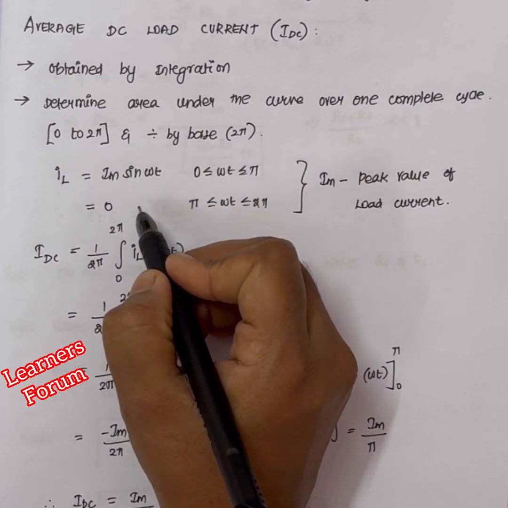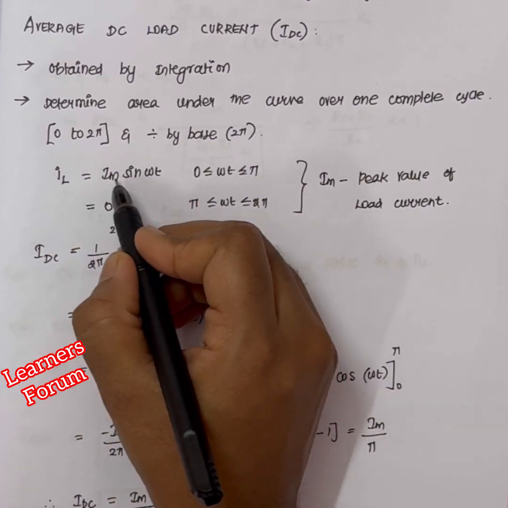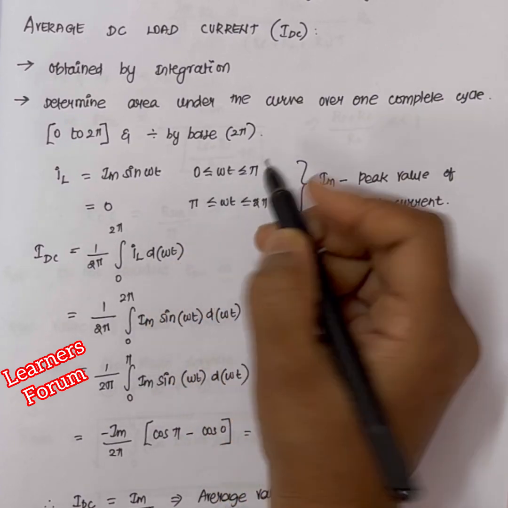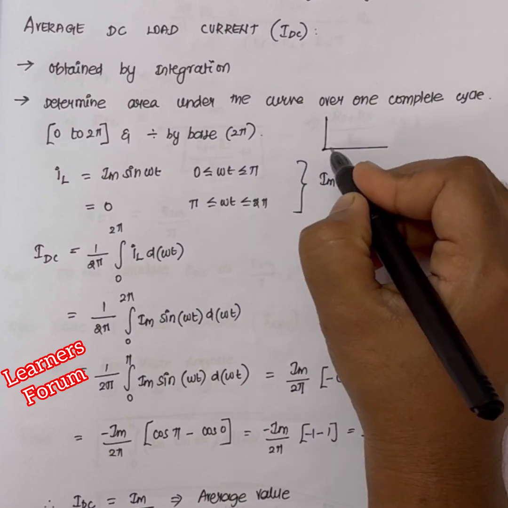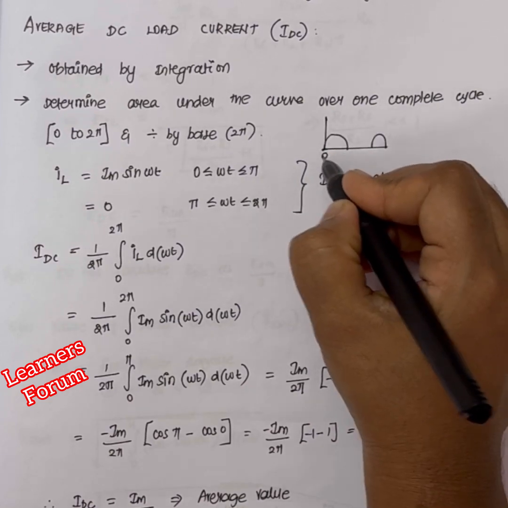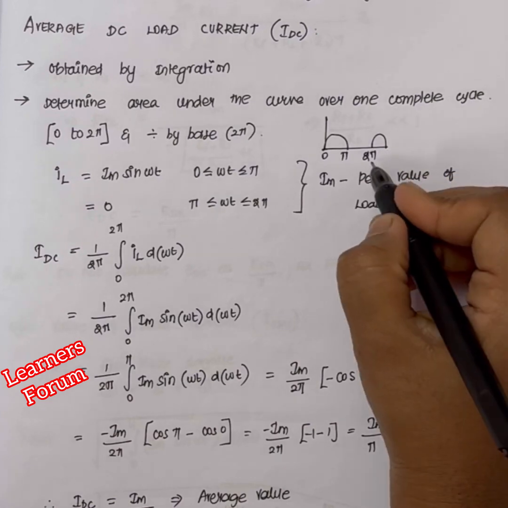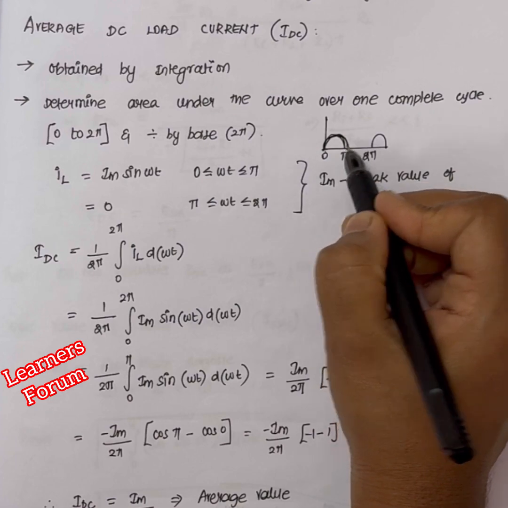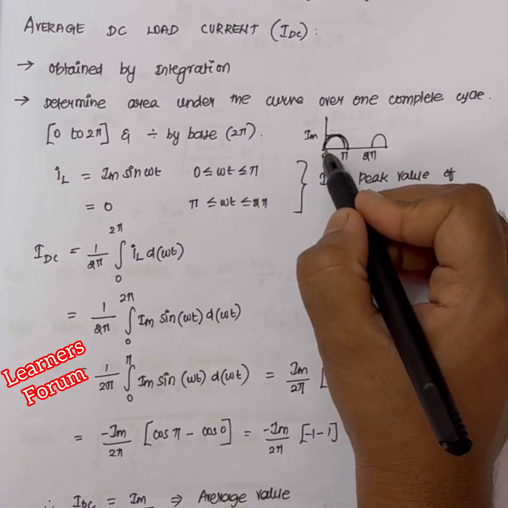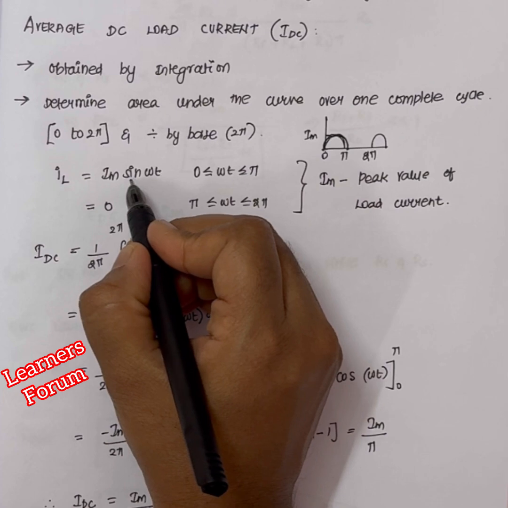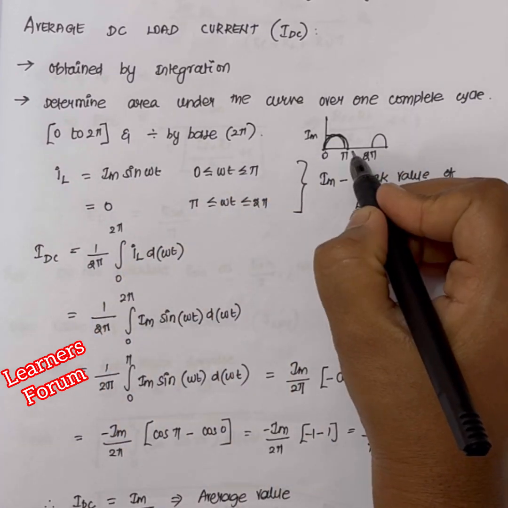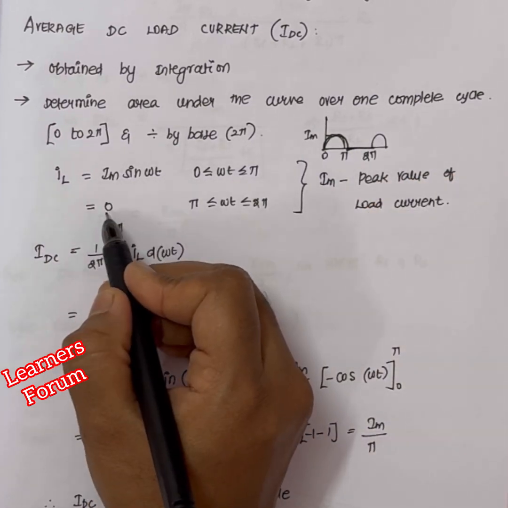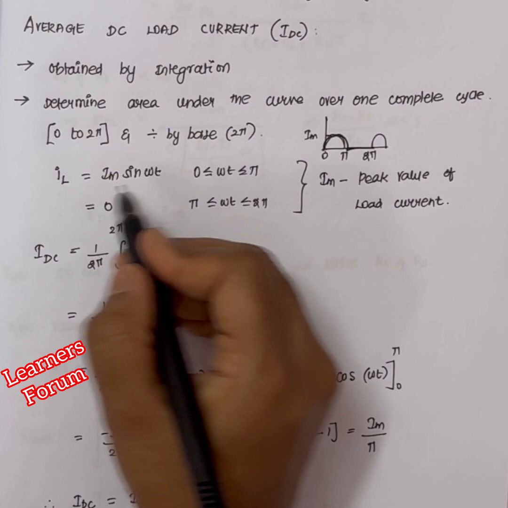In equation form, we can represent the load current IL as Im sin omega t, for 0 less than or equal to omega t less than or equal to pi. If we draw the sketch, for 0 to pi we have a positive half cycle with a magnitude of Im, and since it is a sinusoidal waveform it is represented along with sin omega t. For the second half, from pi to 2 pi, the value is nothing but 0. So it is taken as 0 for this particular range.